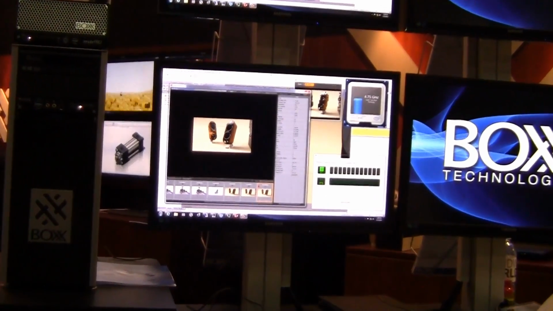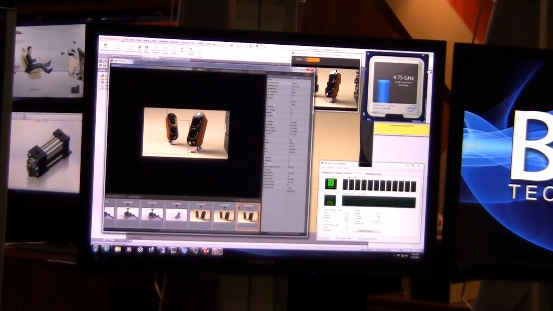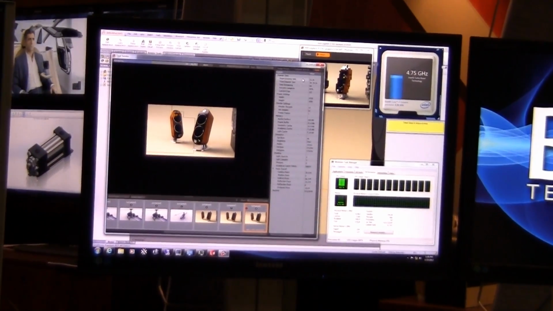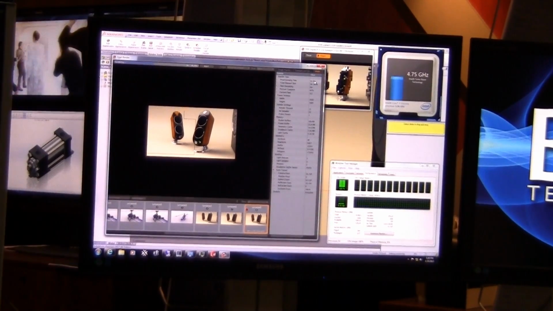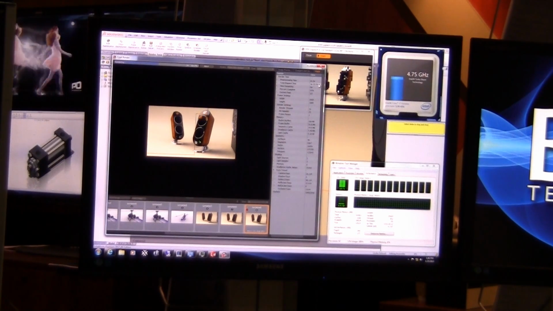Up here in the PhotoView 360 statistics, it's kind of nice. You can see how long the pre-processing time took for your GI passes, and then we're looking at the total elapsed time for this frame.